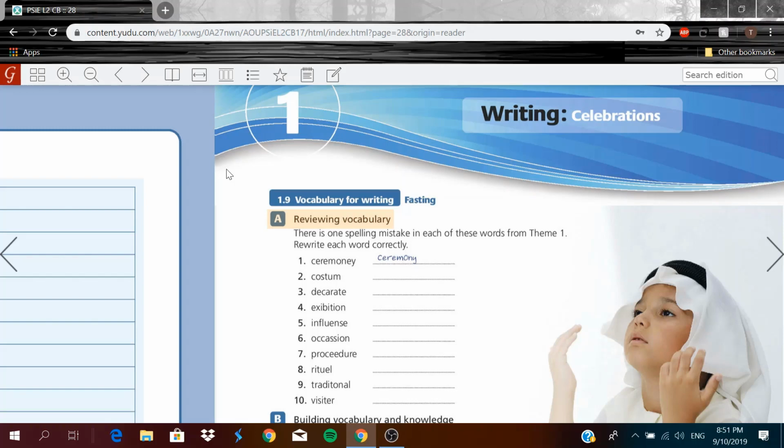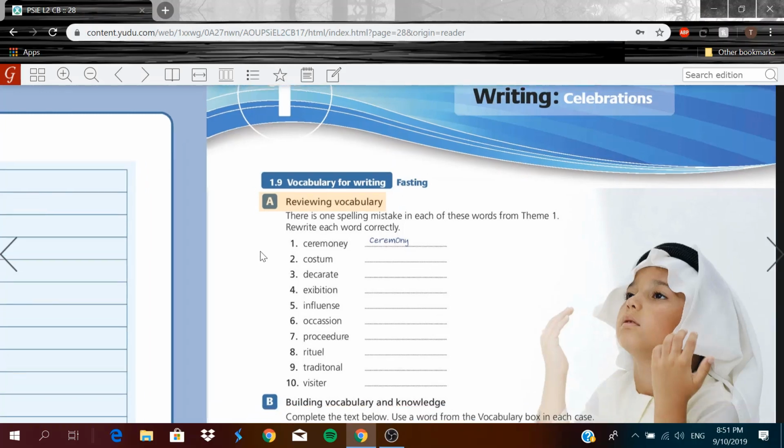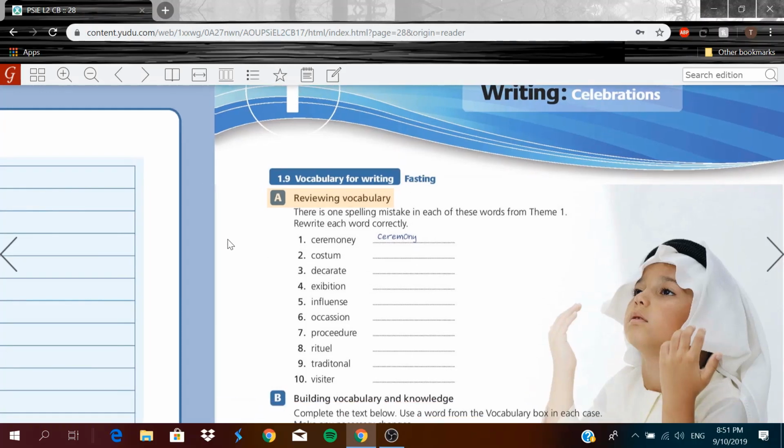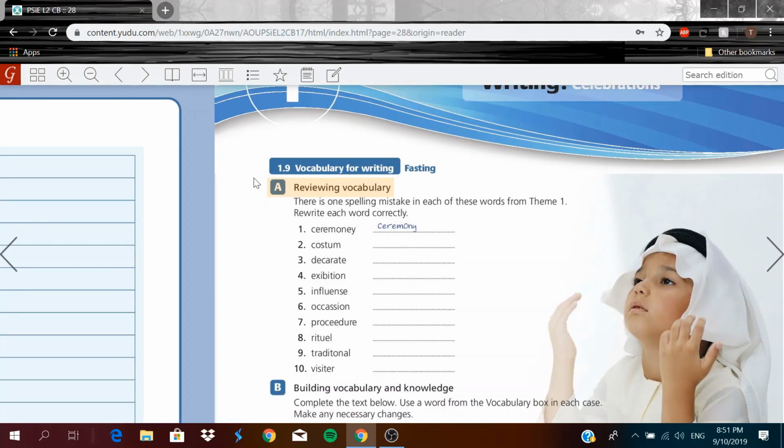In today's recording we're going to be going over the writing section. Here we have writing celebrations, and on this page we're going to be specifically talking about fasting. Fasting, as in refraining from eating or drinking for a certain period of time. There are a lot of different ways to fast, by the way. So here we have 1.9 vocab for writing.